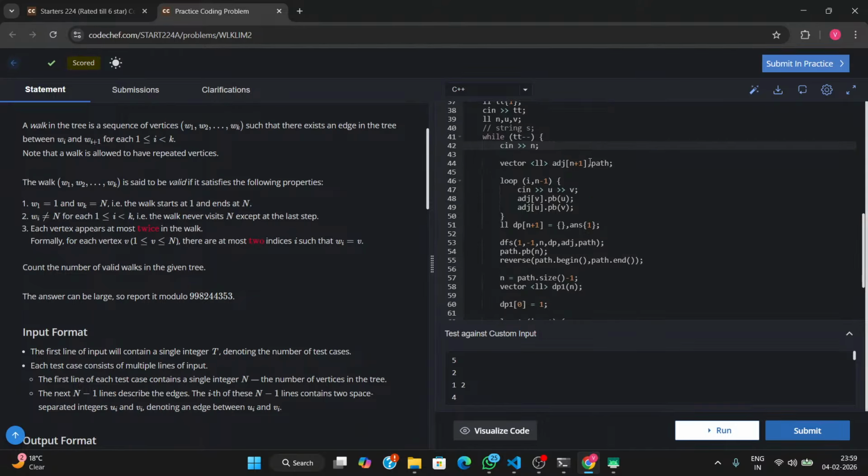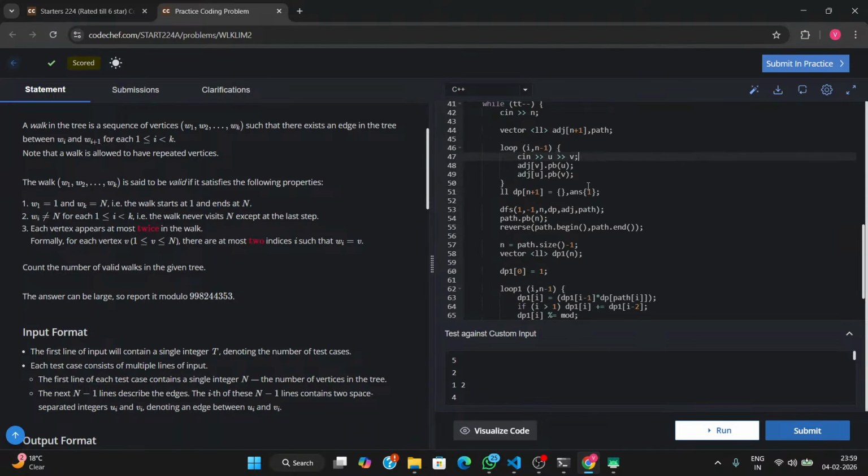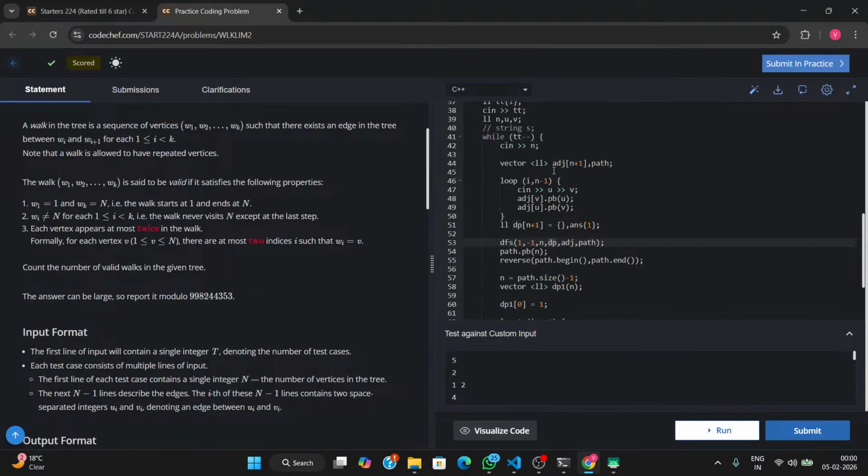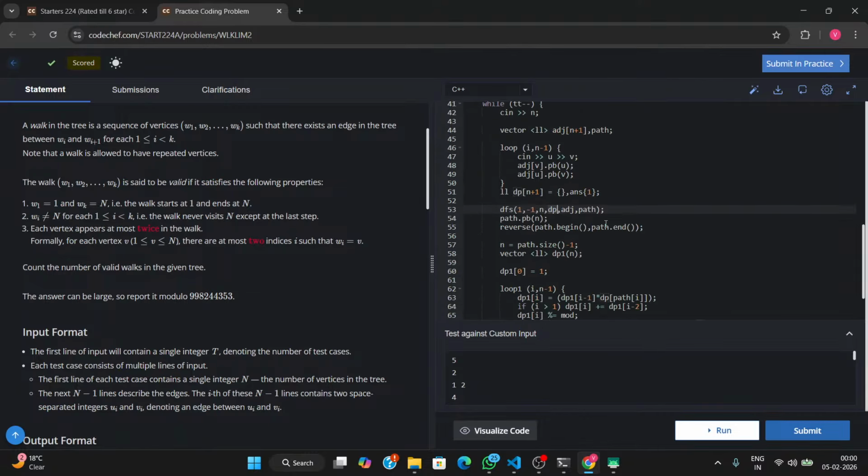So we first of all take the inputs. This is our adjacency matrix or adjacency vector. In DFS, we calculated all the DPs. Here the SZ is the size and DP1 is the DP in my code. Actually, let me change the names for you.